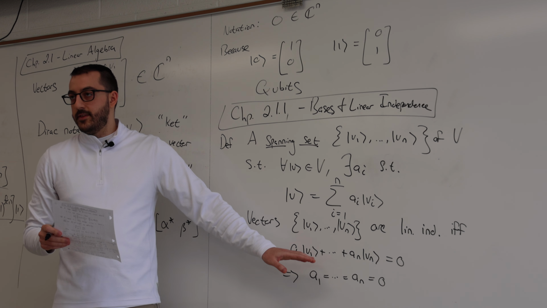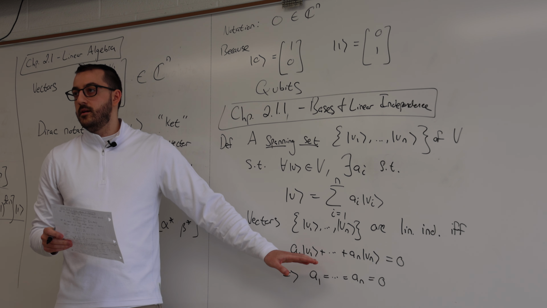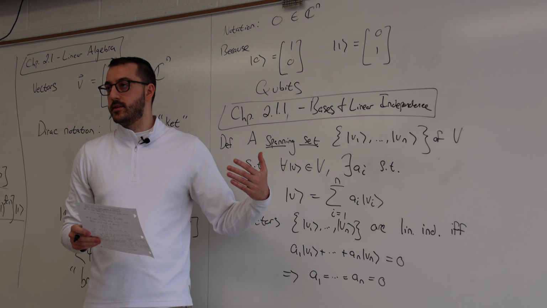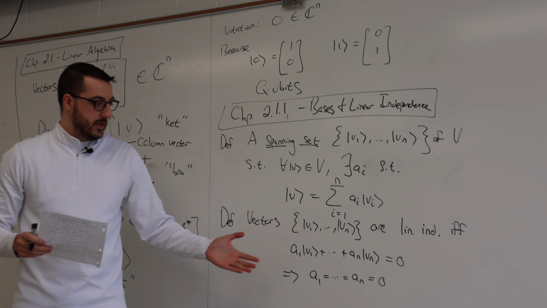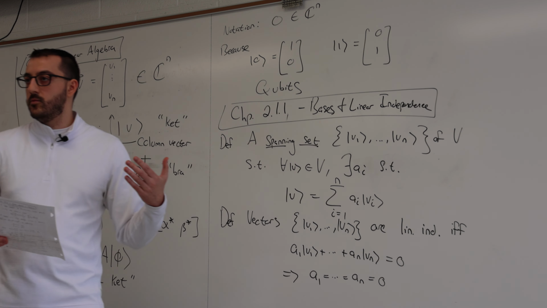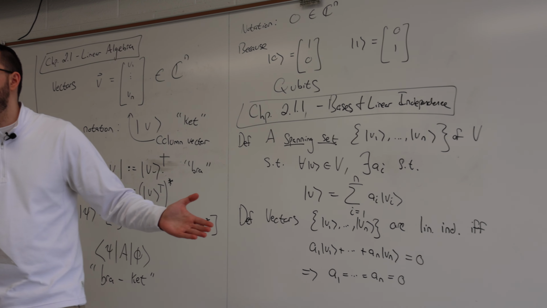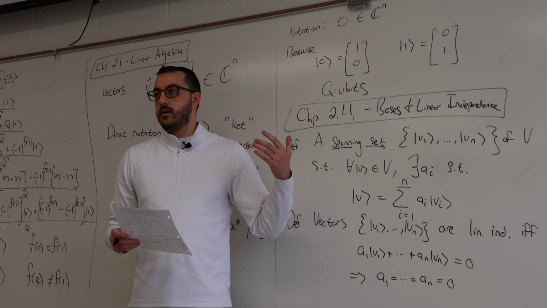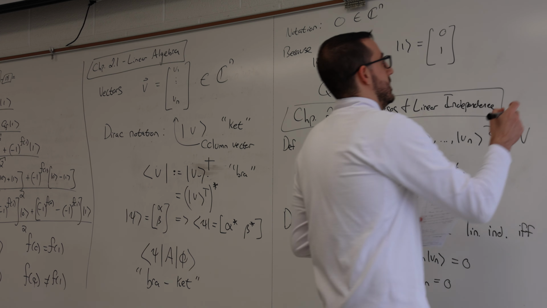So if one of them were not 0, then it would be a 0 vector. We want to avoid the 0 vector in a basis. If two of them were non-zero, then that means that one could be written in terms of the other. In other words, it's a redundant vector in the set. We don't need it. So that leads us to our definition of a basis.